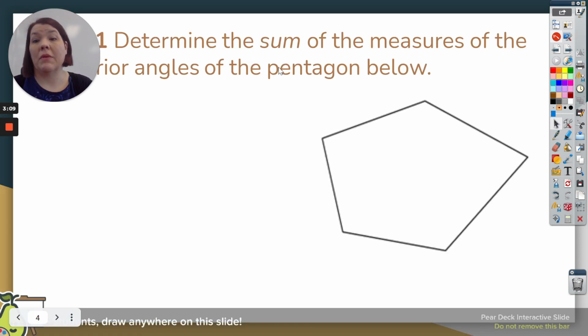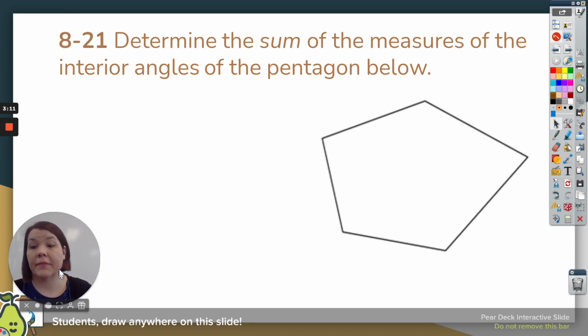Determine the sum of the measures of the interior angles of the pentagon below. So let's see if we can figure that out. I'm not going to grab a protractor, that seems annoying to try to measure it. Maybe there's something else I can do.